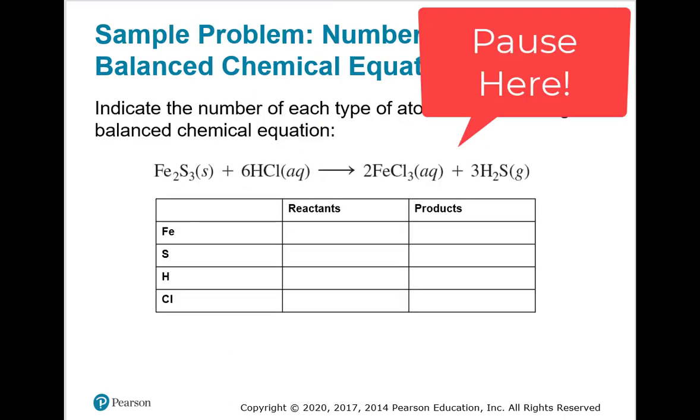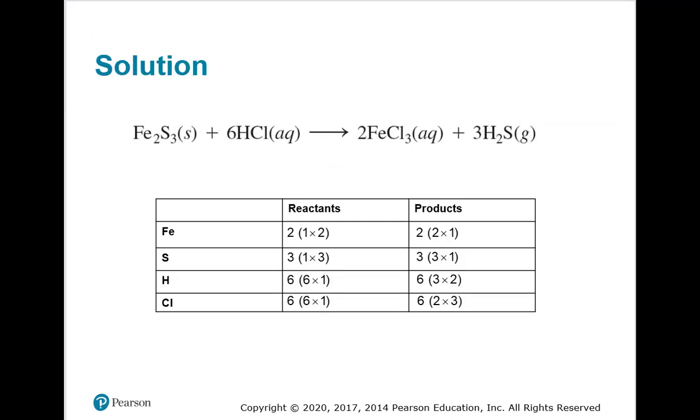Why don't you take a minute and figure out how many of each type of atom are in the following balanced chemical equation. Let's see how you did. By looking at this first part, I have 2 Fe's, I have 3 sulfurs, and then simply because it wrote 6 HCl, this 6 is going to distribute to the H and the Cl. So I would have 6 H's and 6 chlorines.